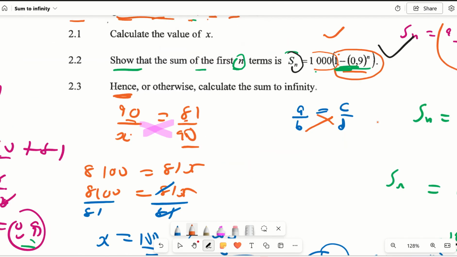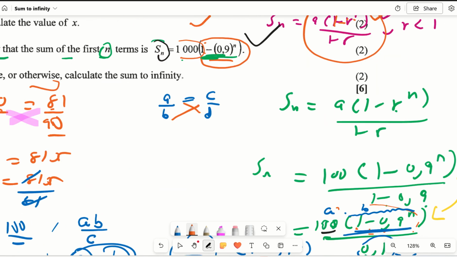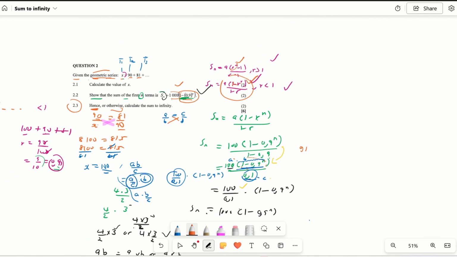The next question: hence or otherwise, calculate the sum to infinity. Hence means use what you already have to get the answer. Hence or otherwise means use some other means. But hence or otherwise, calculate the sum to infinity. Now, there's something that you need to know as a math student, that you just need to know. I didn't know it until I was at varsity.